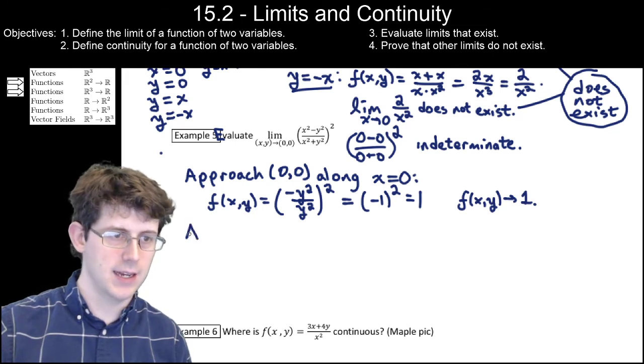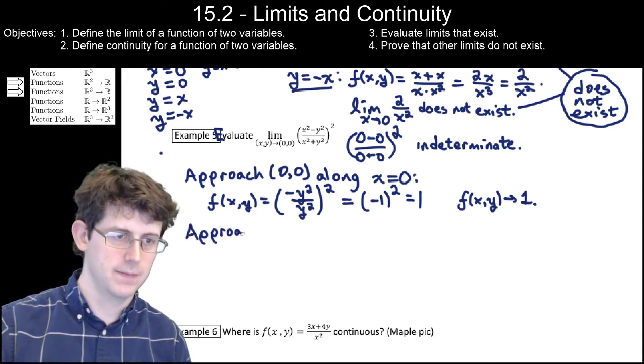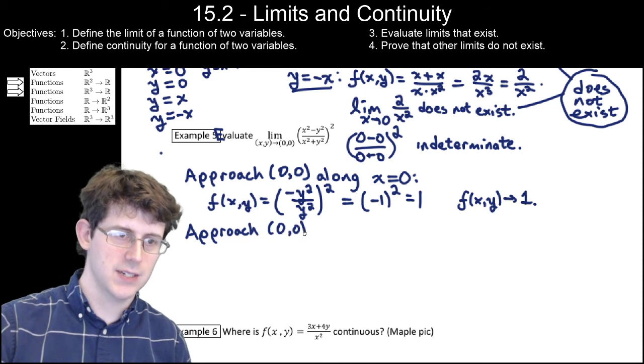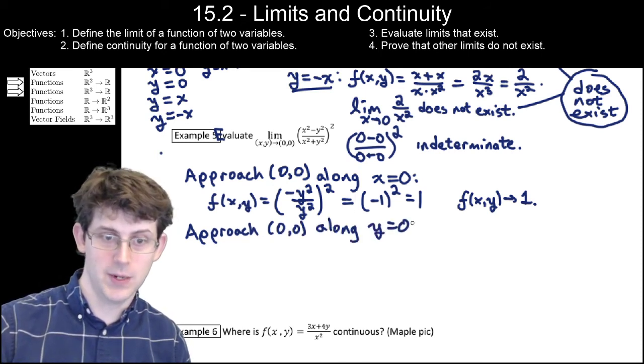Now let's try another one. If we approach 0, 0 along y equals 0, that's the next easiest one.